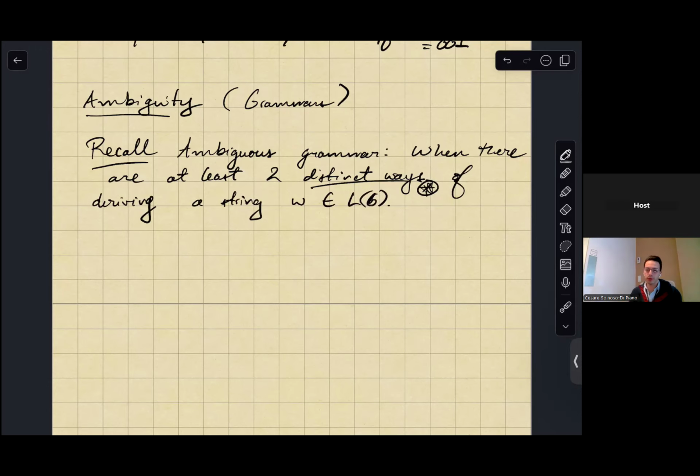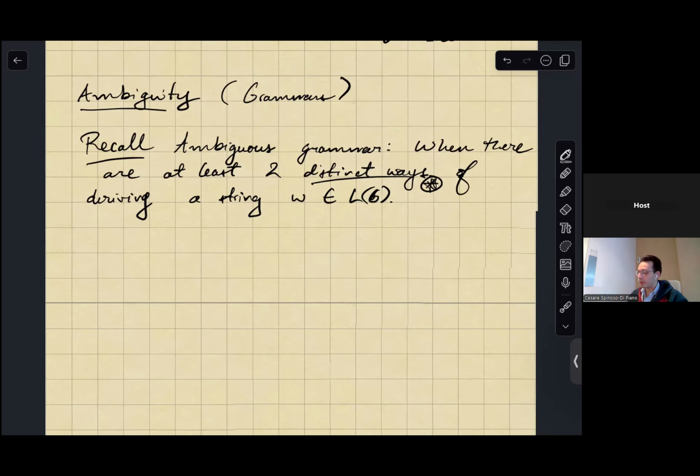So this is relatively intuitive. If a grammar can generate a string in at least two distinct ways, then we say that the grammar is ambiguous, because given the grammar and the string, you don't know which one it's going to choose. You don't know which derivation rules the grammar is going to choose to get to W. So there's some ambiguity there, right?